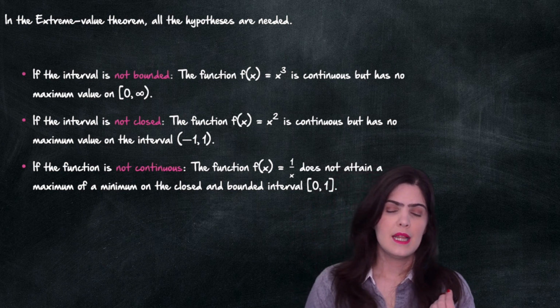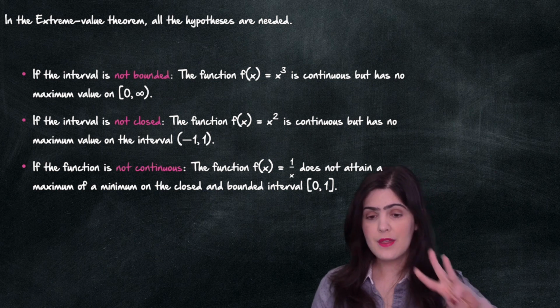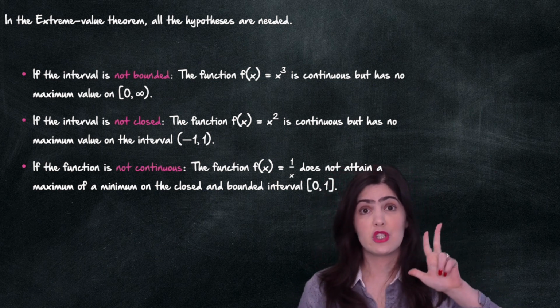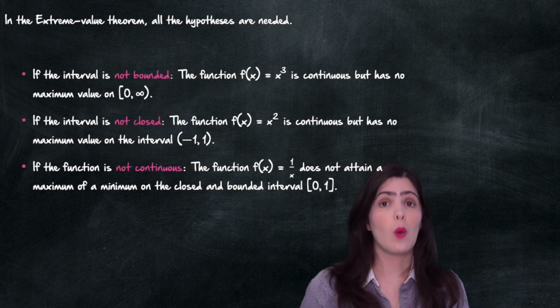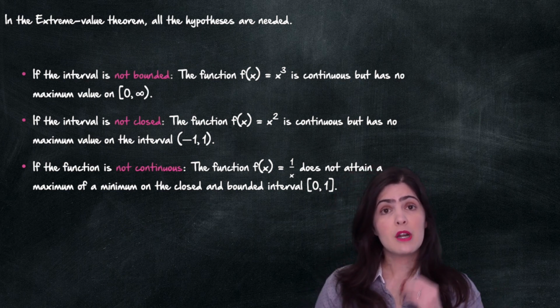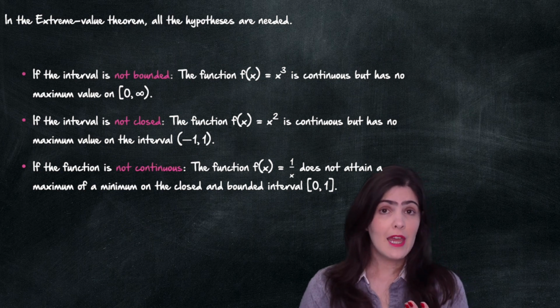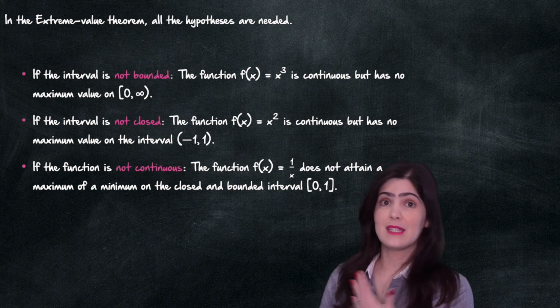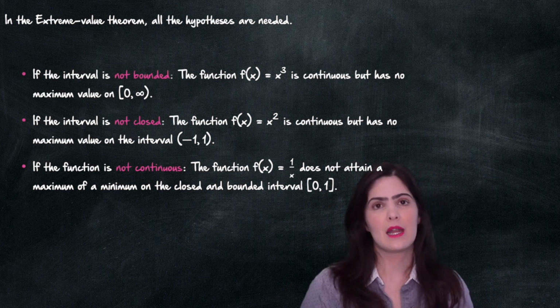So this shows you that all the three hypotheses, that the interval is bounded, that the interval is closed, and that the function is continuous on the interval, are required. I invite you to draw some graphs of functions that violate one of these three conditions and show that indeed they would not satisfy the conclusion of the extreme value theorem.